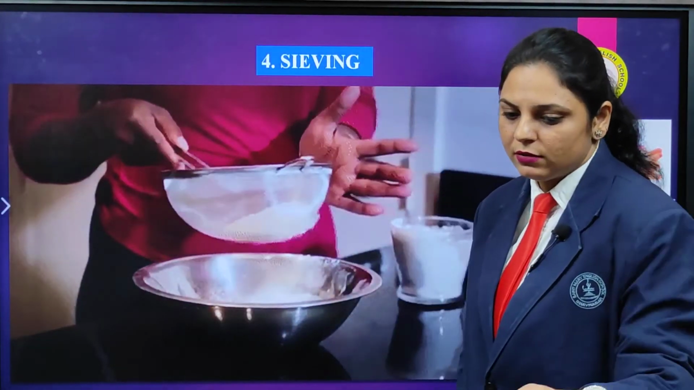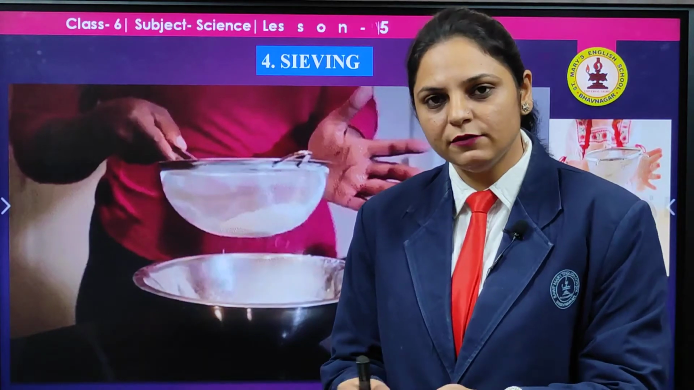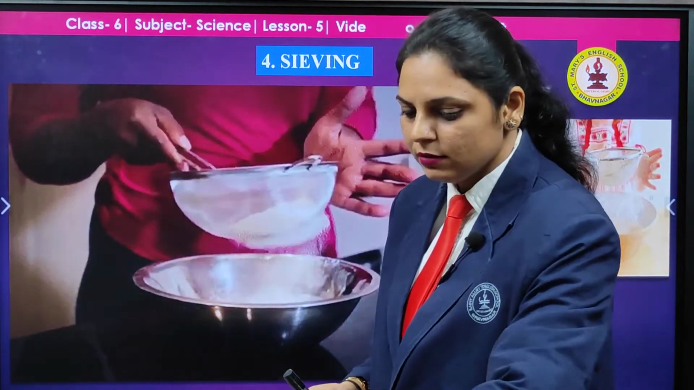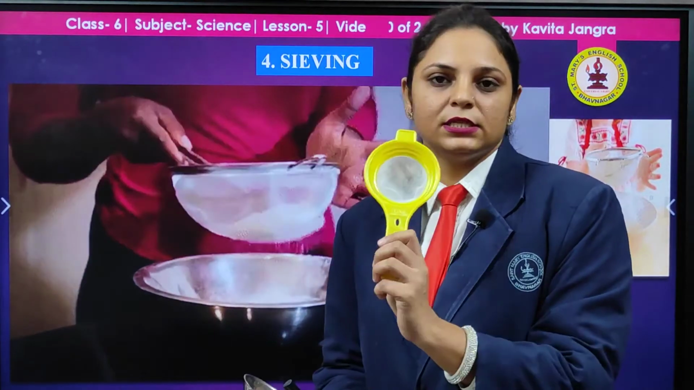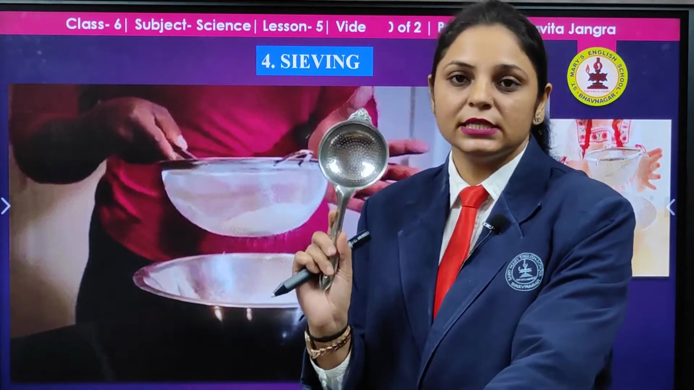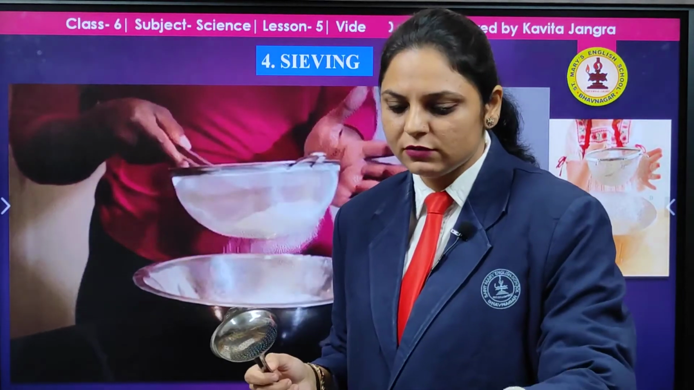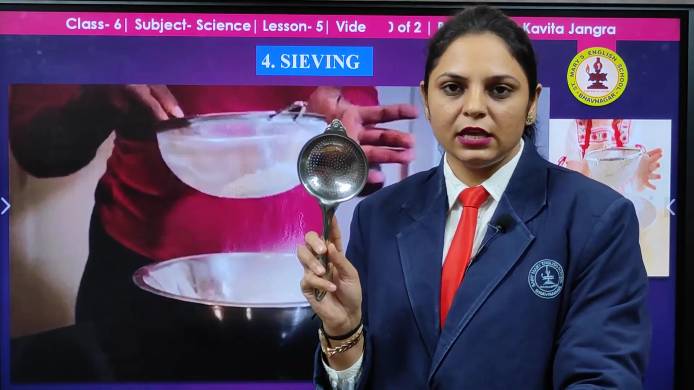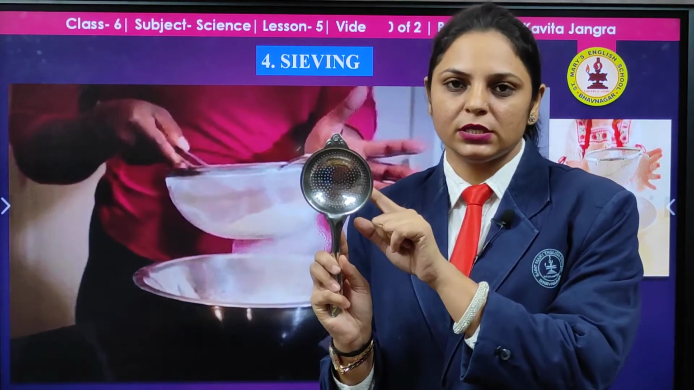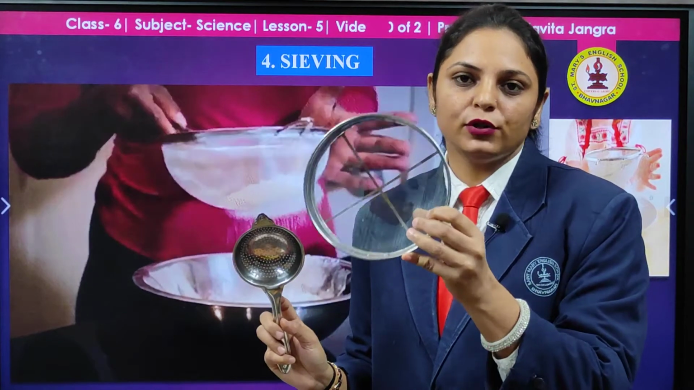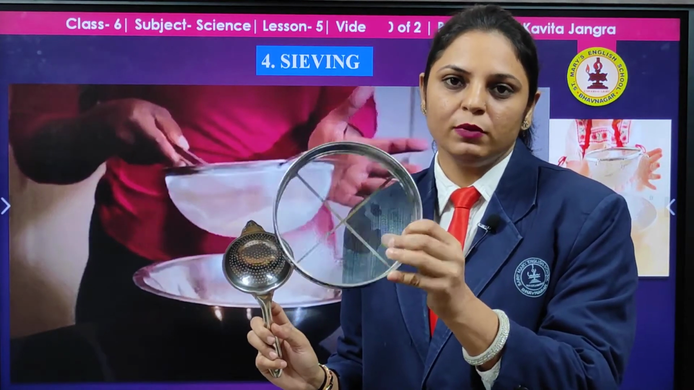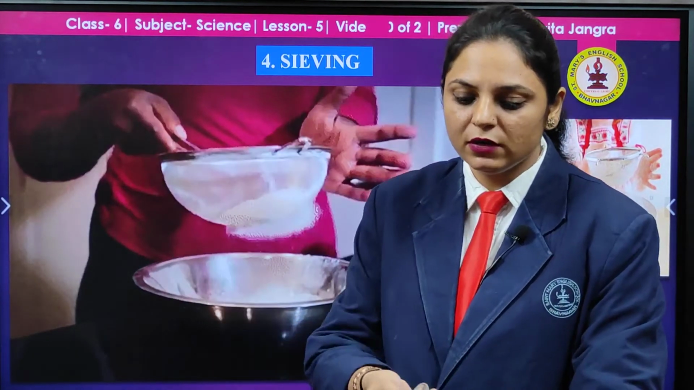Next is sieving. You all have seen sieves. I'll show you again. This is a strainer. This is a sieve. Even at your homes, your mothers use different types of sieves. This is another sieve which has bigger holes. And again, this is what your mother also uses at home to sieve the flour.